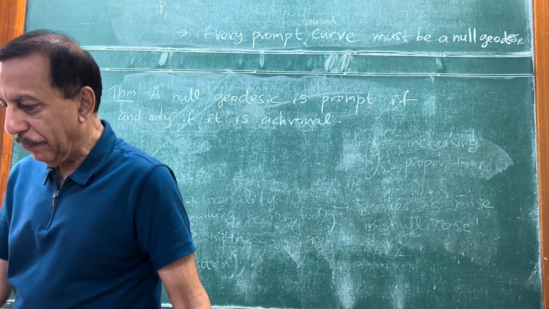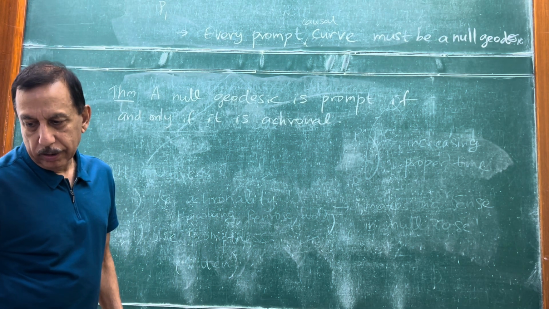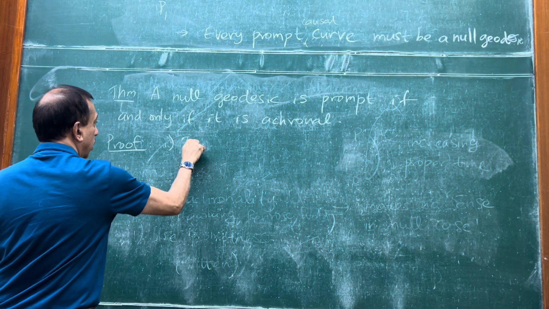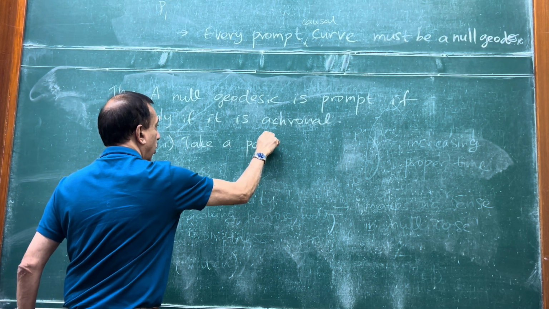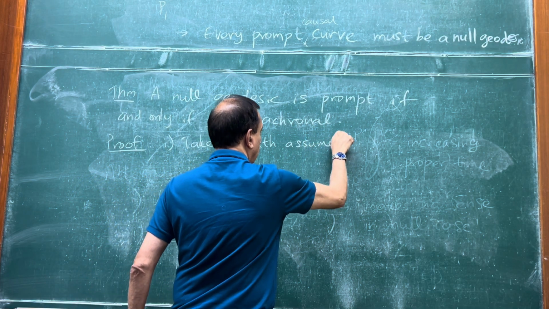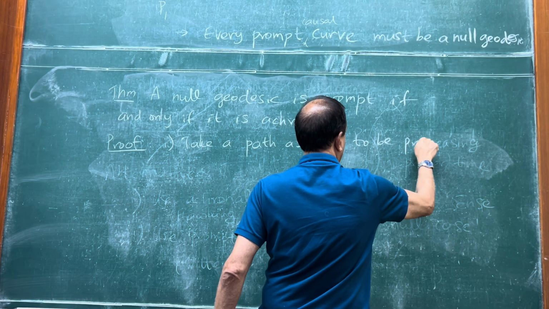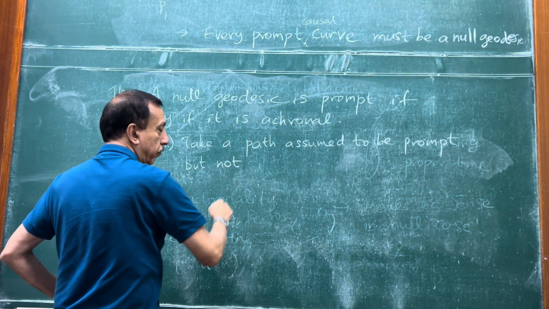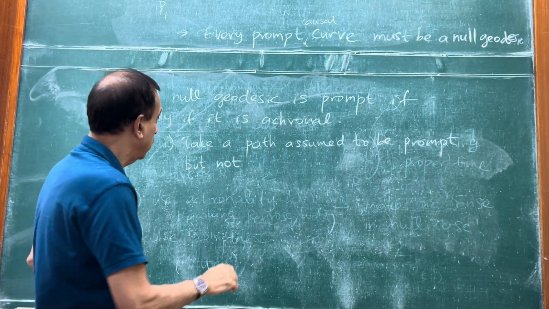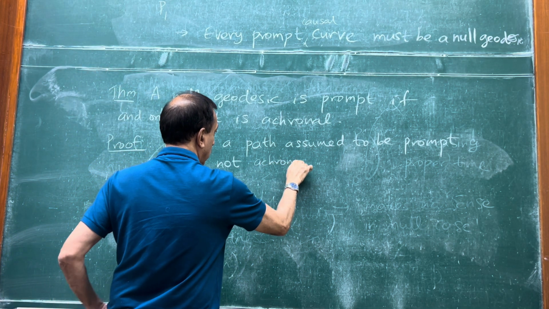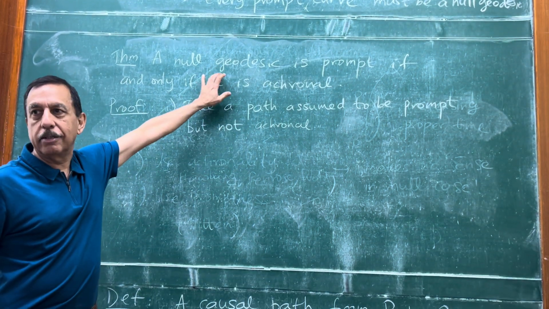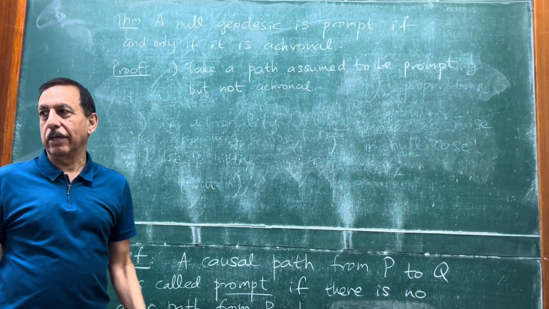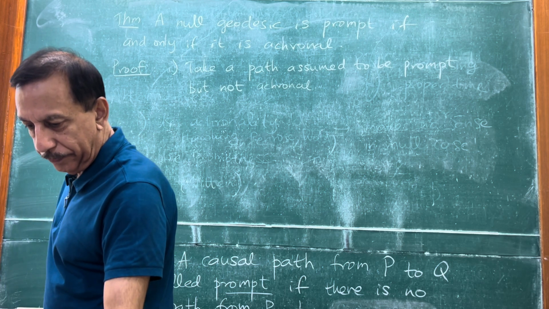Okay, so since it's an if and only if statement, we have two things to prove. So take a path assumed to be prompt but not achronal. So this is a hypothesis which violates the statement of the theorem. If we can show this to be a contradiction, then it means every path which is prompt is achronal. Then we need to prove the converse direction of the theorem. Okay.